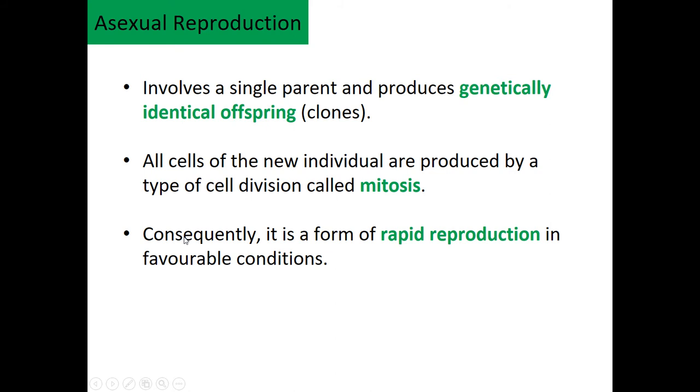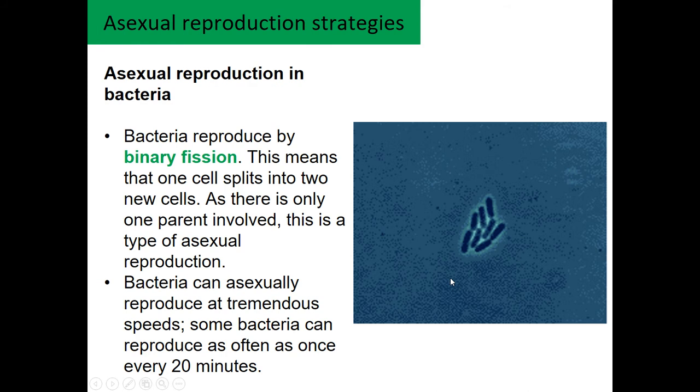So asexual reproduction produces genetically identical offspring, which are clones. It's important that if you talk about the offspring of asexual reproduction, you state that they're genetically identical. All cells in eukaryotic, so non-bacterial cells, are produced by mitosis. So that's mitosis produces two new genetically identical cells. And you can reproduce really rapidly if you've got the right conditions.